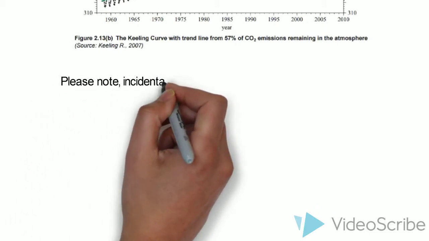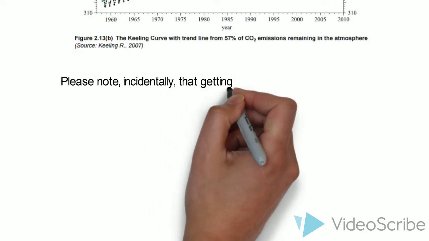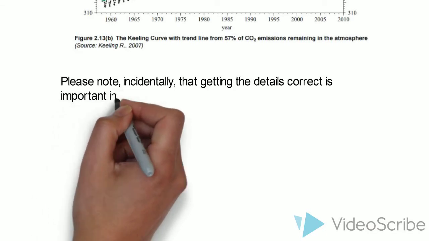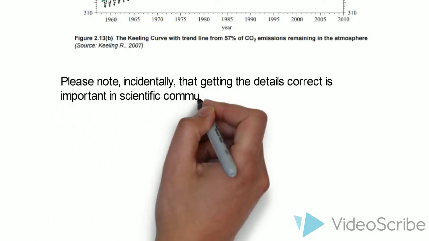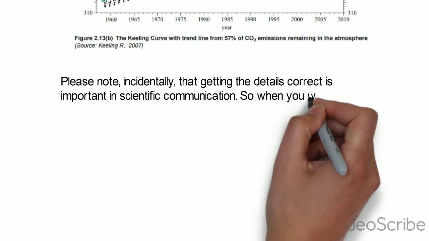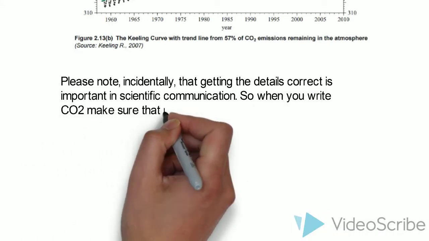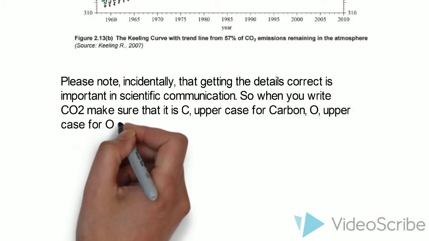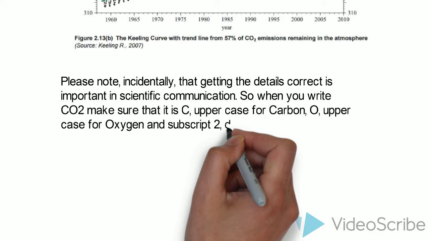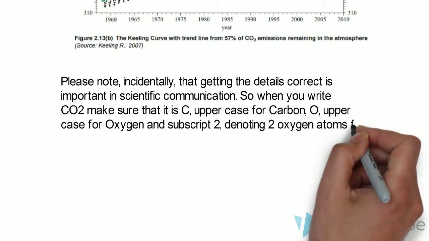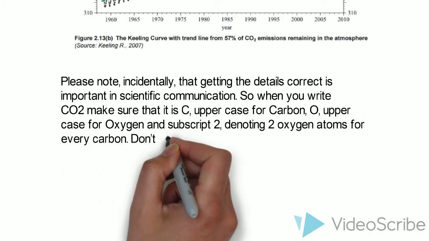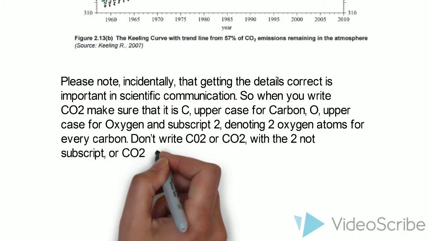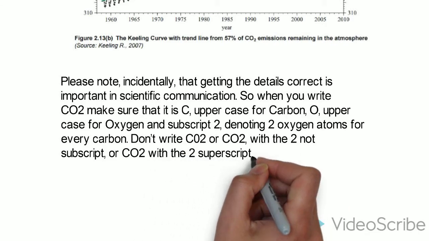Please note, incidentally, that getting the details correct is important in scientific communication. So when you write carbon dioxide, make sure that it is C, uppercase for carbon, O, uppercase for oxygen, and subscript 2, denoting 2 oxygen atoms for every carbon. Don't write C0 subscript 2, or CO2 with the 2 not subscript, or CO2 with the 2 as a superscript.